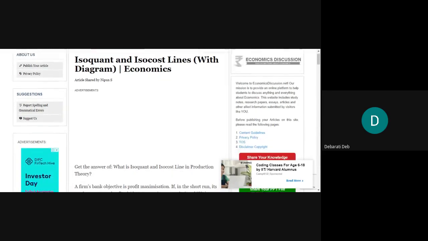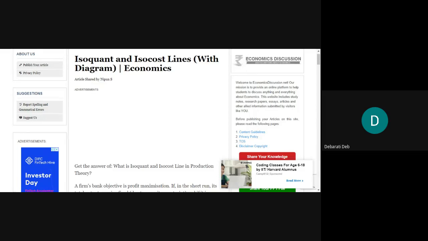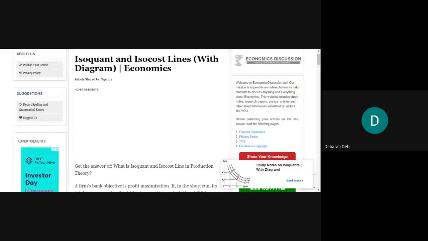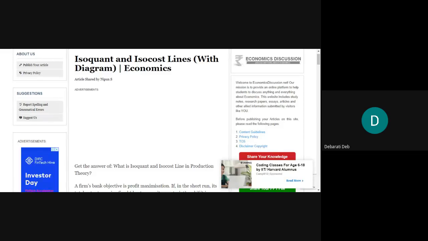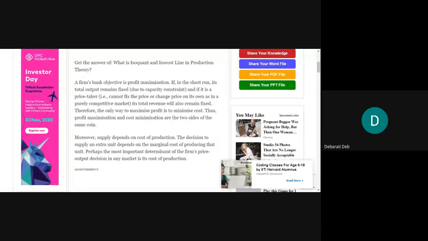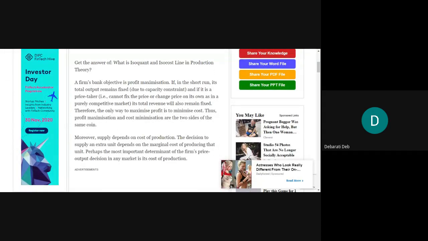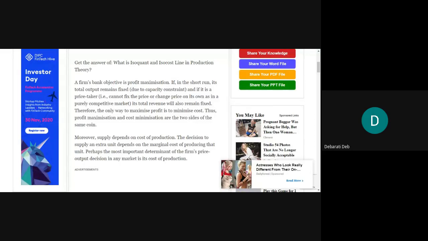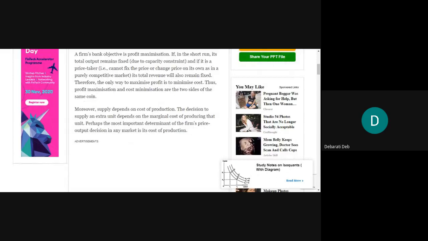We are doing short run and long run production processes, and under this is another topic. Short run we have completed. Now today we are starting with the long run. The first topic under long run is isoquant and isocost lines, so that we will discuss today. If the question arises, what is isoquant and isocost line in production theory, we will write this answer.